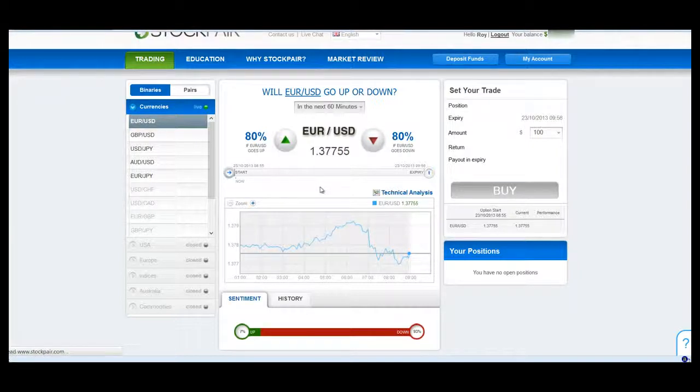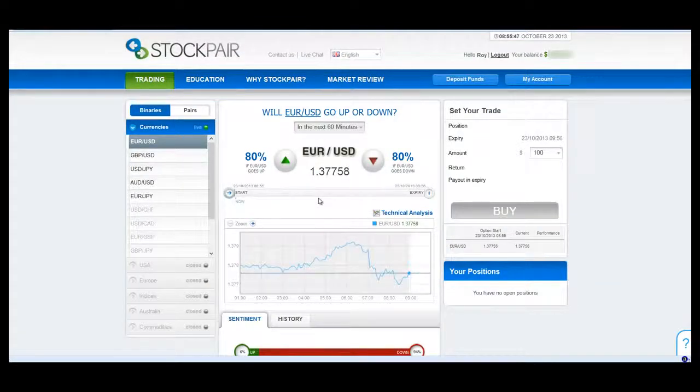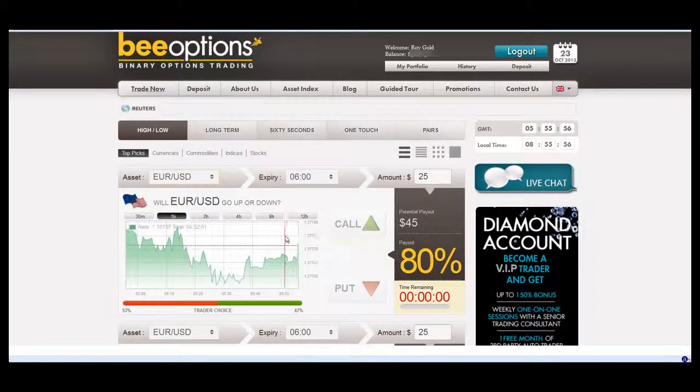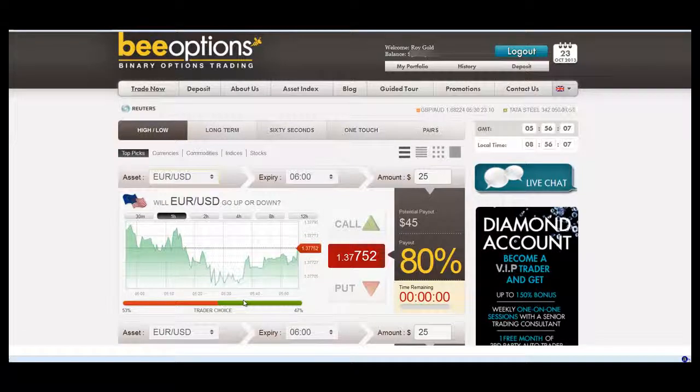Let's refresh the page quickly. 94-6. Now, the graph here doesn't really look like something that would warrant a 94% down rate in this case, or a 50-50 for that matter. So when you look at this sentiment, you need to keep in mind that the broker really doesn't have any incentive to help you put in a winning trade. You're pretty much by yourself here.